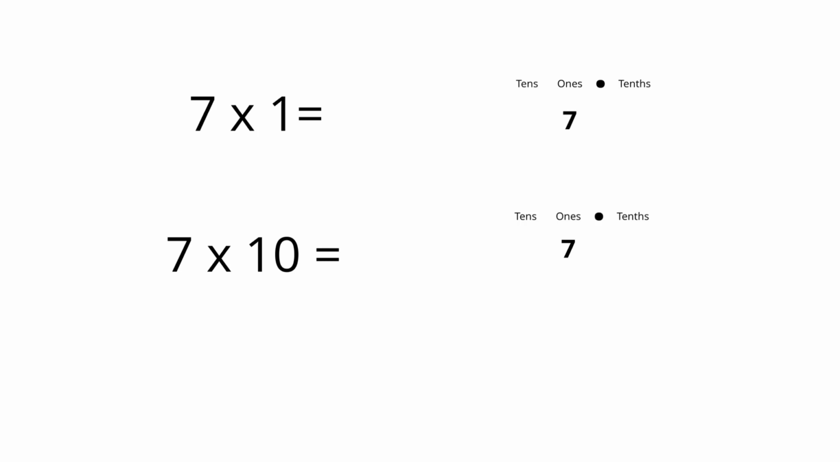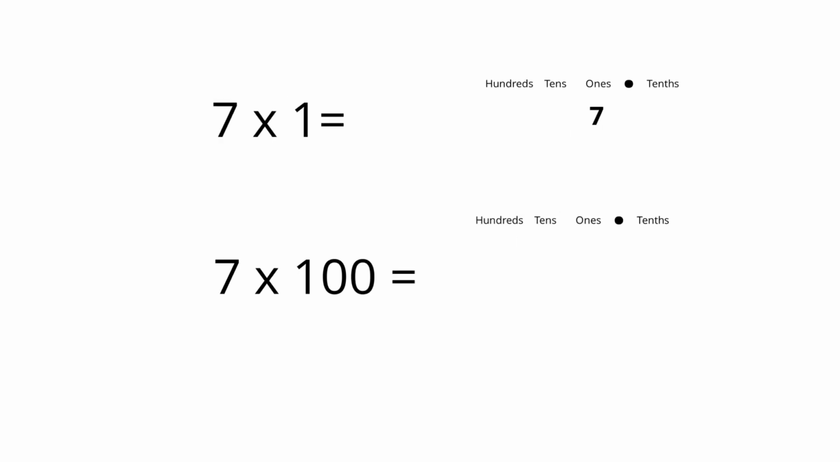Now, 7 times 10 is 10 times greater than 7 times 1. And what that means is that my 7 here, when I multiply it by 10, moves up one entire place value. When it does that, it now sits in the tens section, and I need to fill in a 0 in my ones, meaning that 7 times 10 is 70.